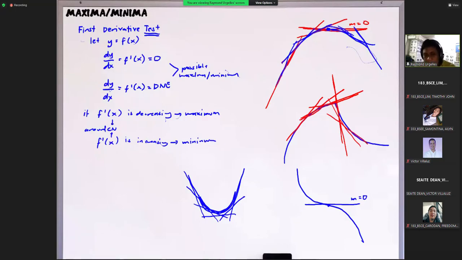Okay? Otherwise, kung hindi siya increasing nor decreasing, as you can see here, dito decreasing to, pagdating dito, increasing siya. Kaya ibig sabihin, that is indeterminate. Hindi natin alam kung siya ay maximum or minimum. So basically, para siyang saddle point. Okay? Nakuha ba?